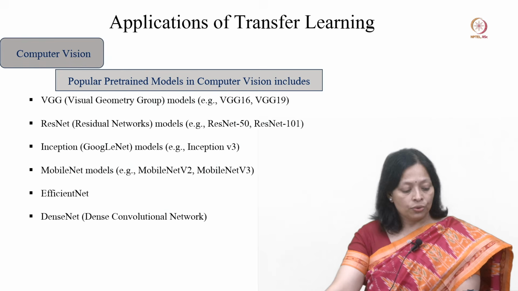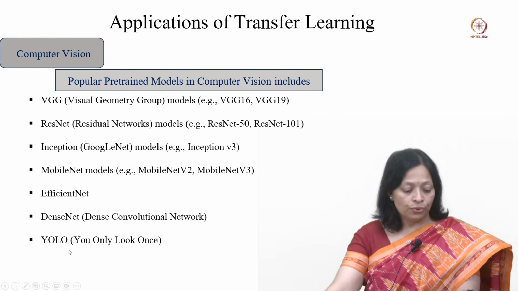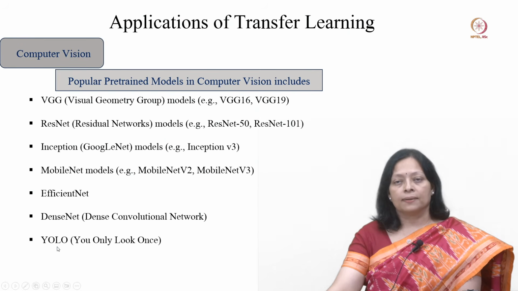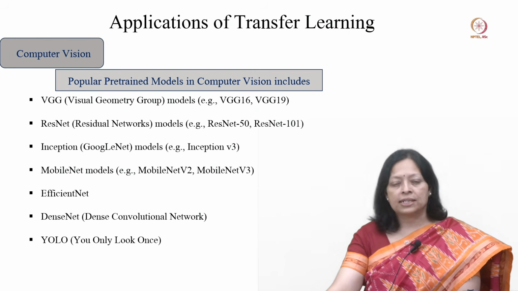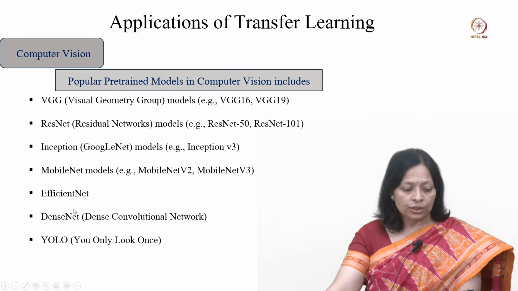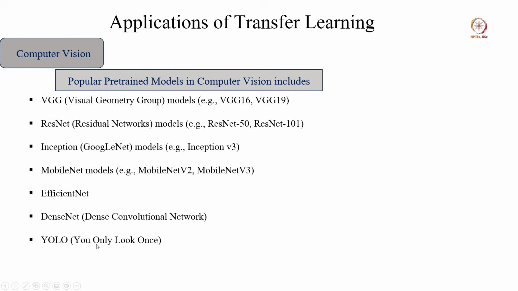We also have YOLO, you only look once. This is another very standard CNN architecture which we will study in my subsequent lectures. So, these are the pre-trained models which are very much used in computer vision.